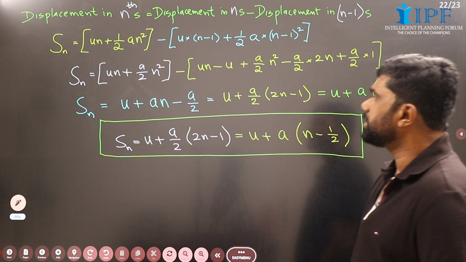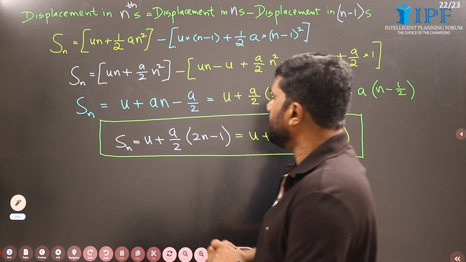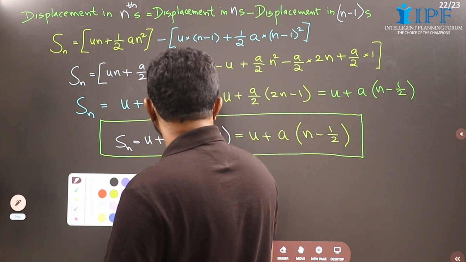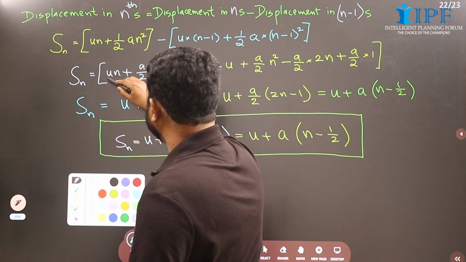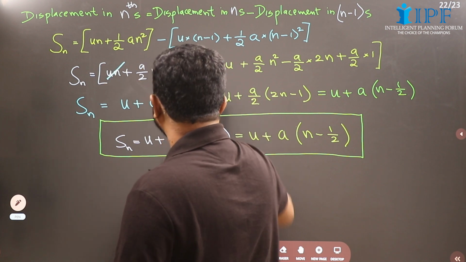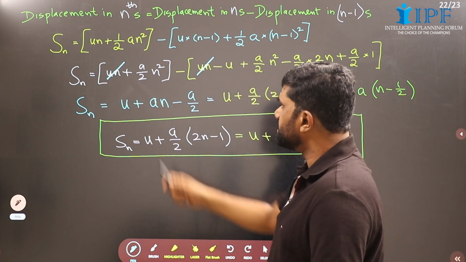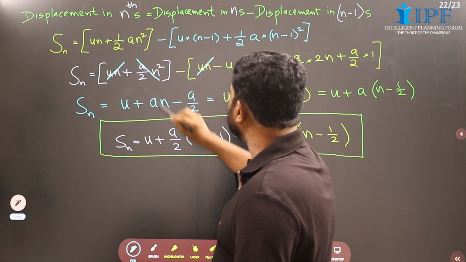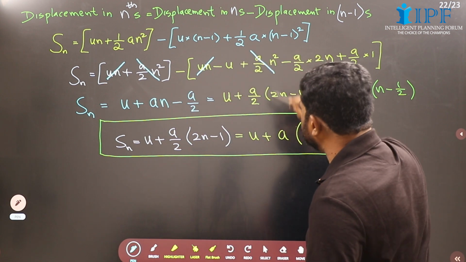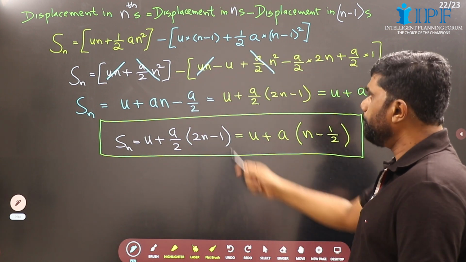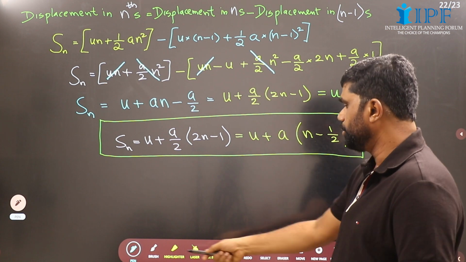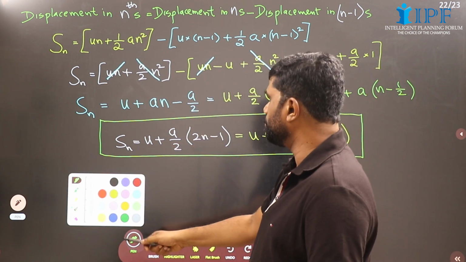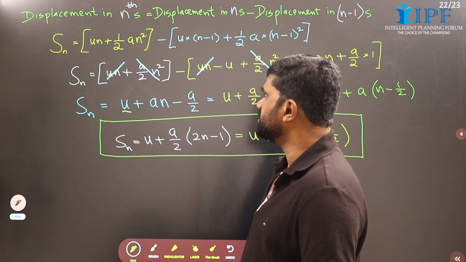Now we have to subtract these two. See, here there is un, and here also there is un. When we subtract these two, they will get cancelled. Then there is a by 2 n square here, and here also there is a by 2 n square. Then minus of minus u. What is minus of minus u? Minus of minus u will be plus u, right? That I have written here, plus u.